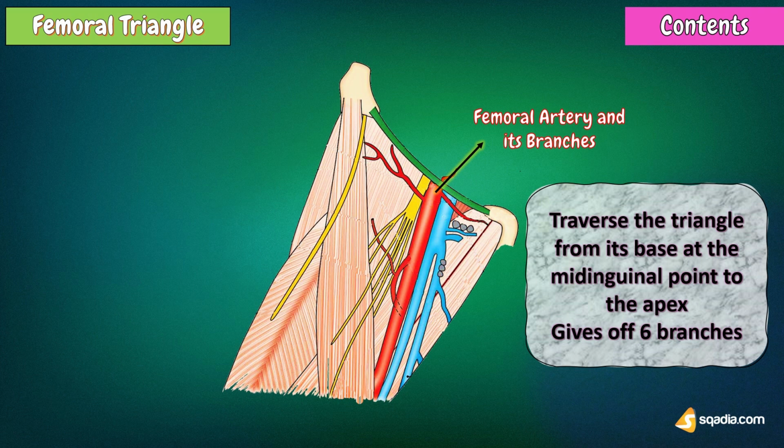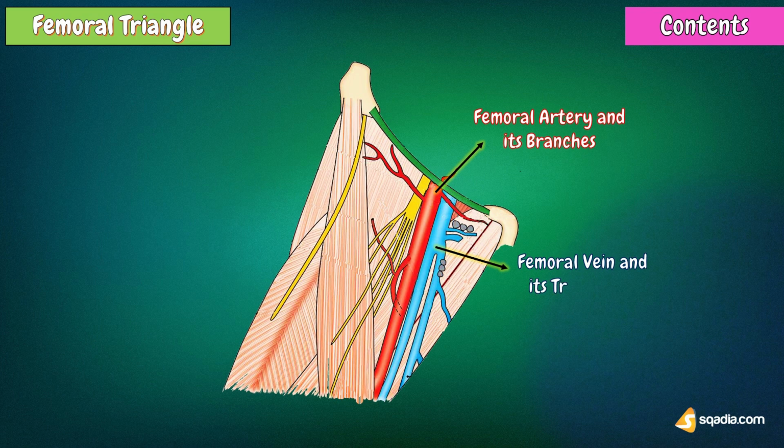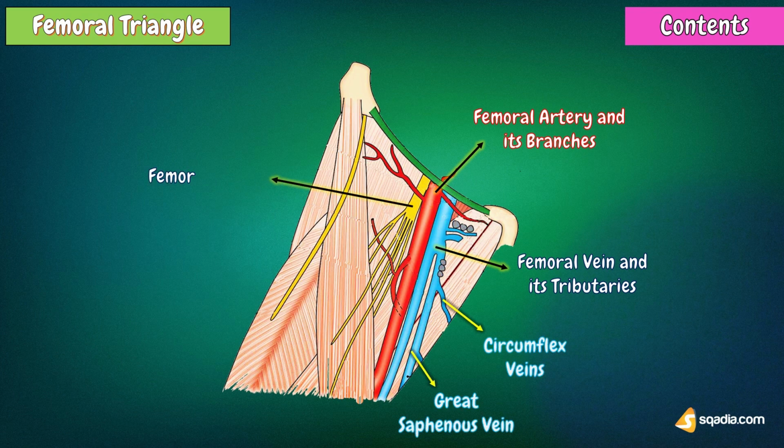Femoral vein and its tributaries. The femoral vein accompanies the femoral artery. The vein is medial to the artery at the base of the triangle, but posteromedial to the artery at the apex. The femoral vein receives the great saphenous vein, circumflex veins, and veins corresponding to the branches of the femoral artery. And as you can see, the femoral nerve also traverses through the femoral triangle.